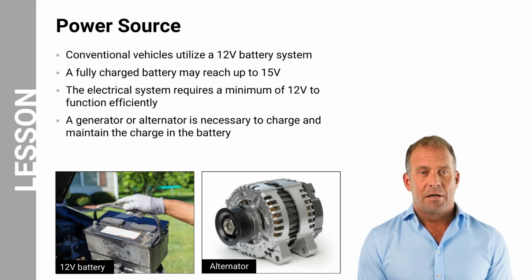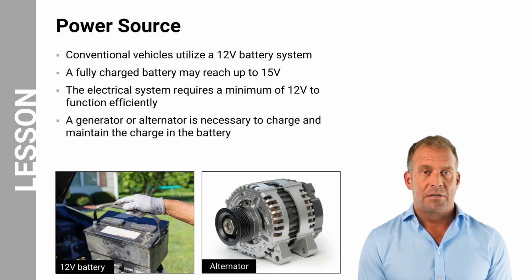Exploring the components of an electrical circuit within the context of automobiles, we begin with the power source. In conventional vehicles, a 12-volt battery system serves as the primary power source, providing electrical energy to various components. Under optimal conditions, a fully charged battery is 12.6 volts, but can reach up to 15 volts based on battery type and charging system.